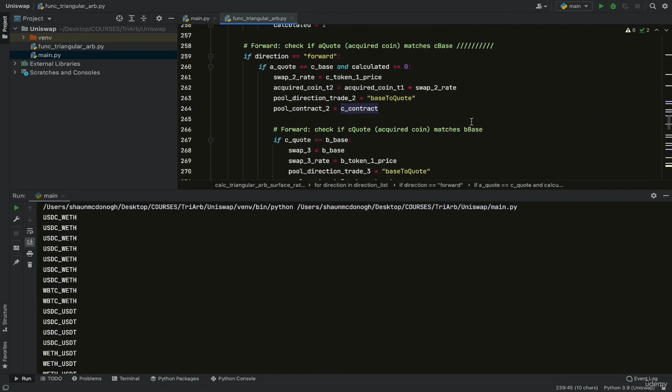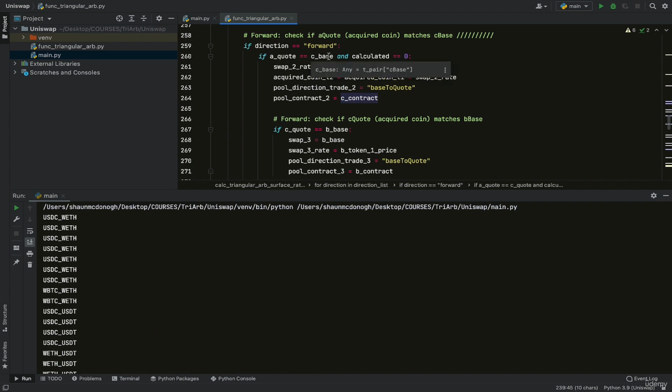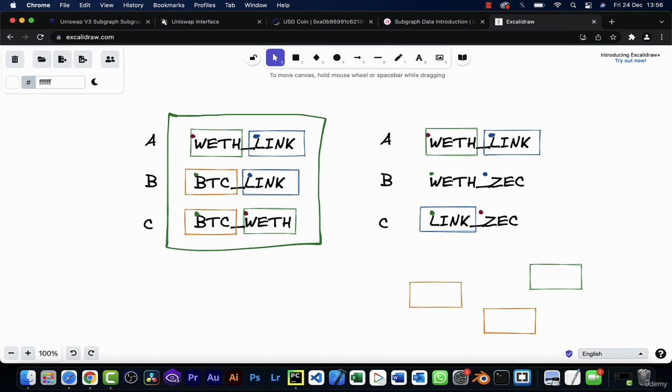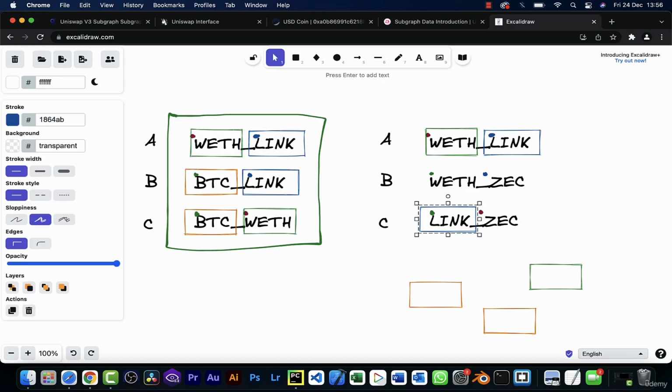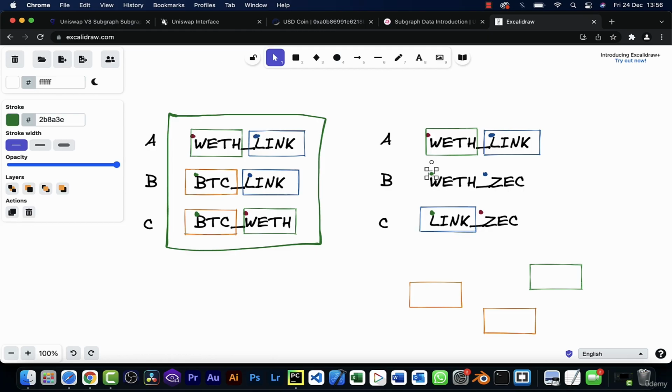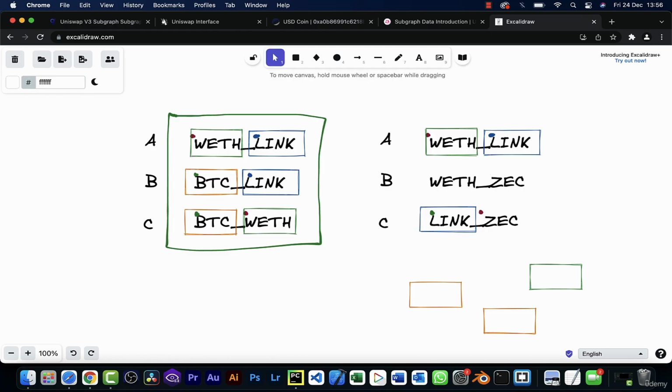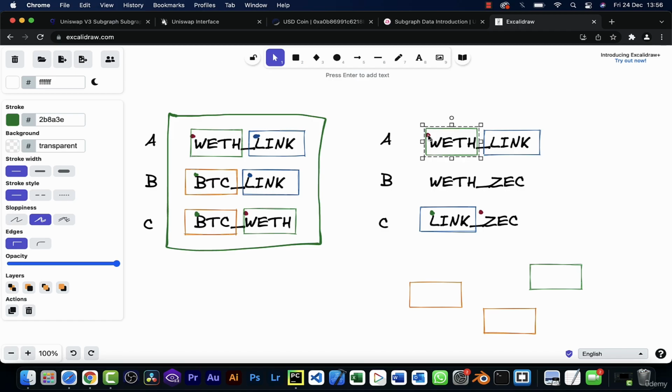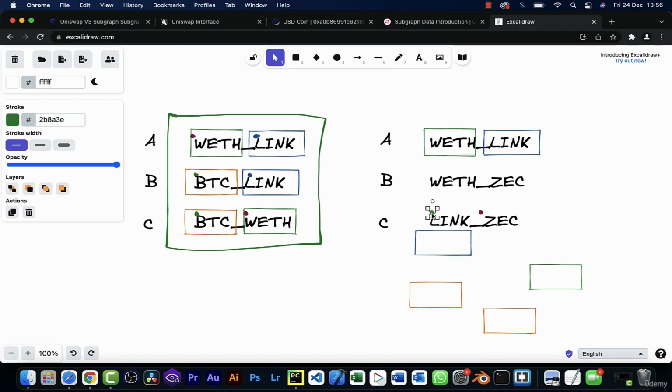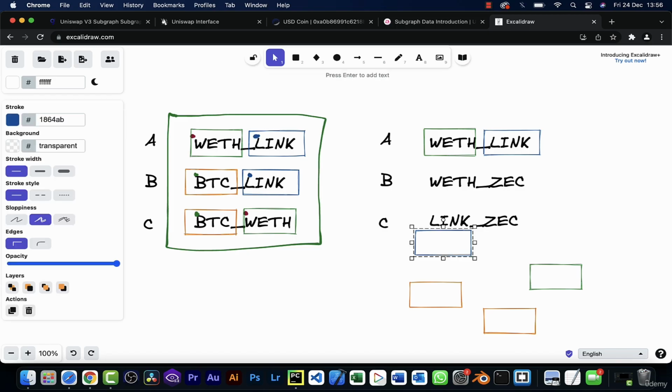So let's scroll down a bit more. Here we go. If A quote is equal to C base, which it is here. So here's the quote, sorry, LINK, and it's equal to LINK here, and we can get rid of these dots because they're no longer correct either. So we can remove those. Here I just need to alter that slightly and move this here. So LINK here is equal to the C base. Then what's inferred is that I'm getting ZEC, right?